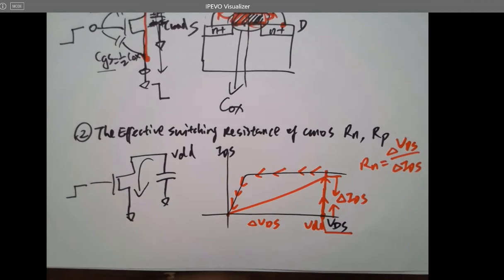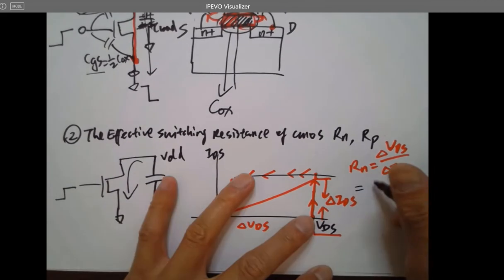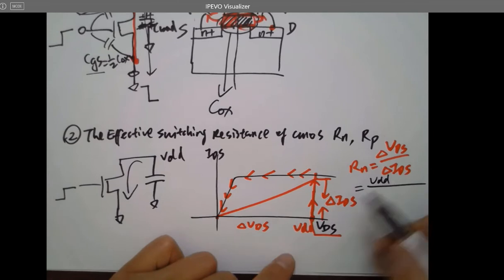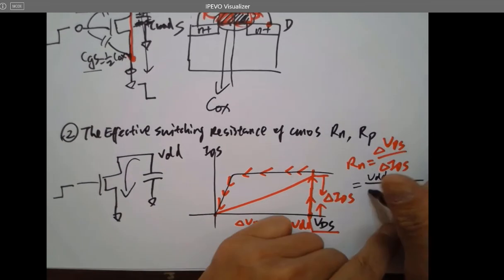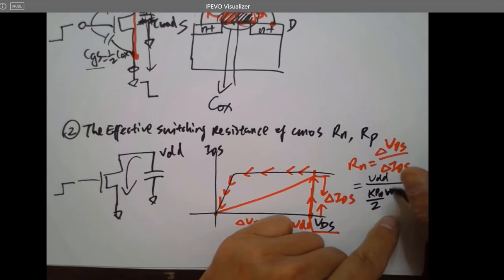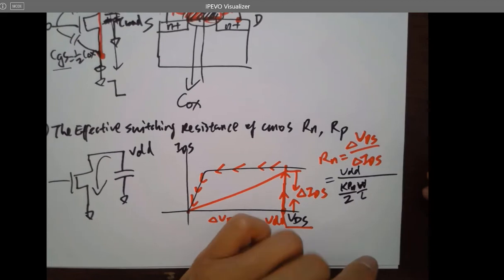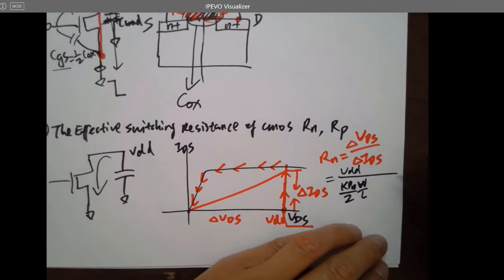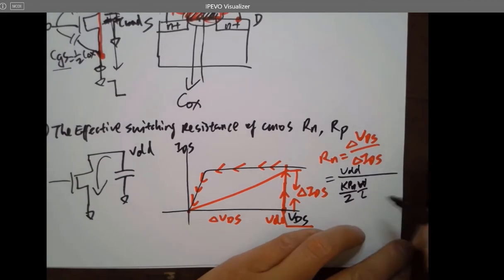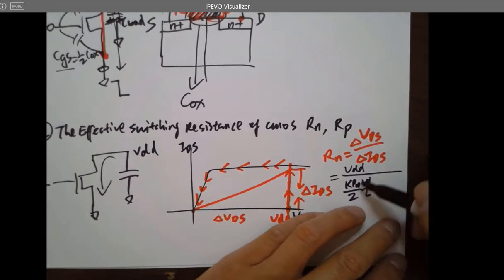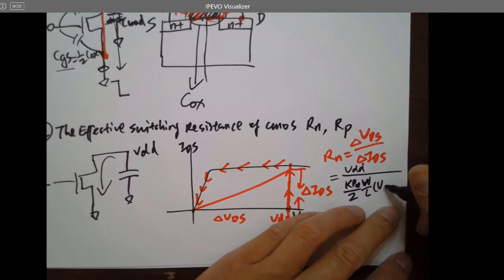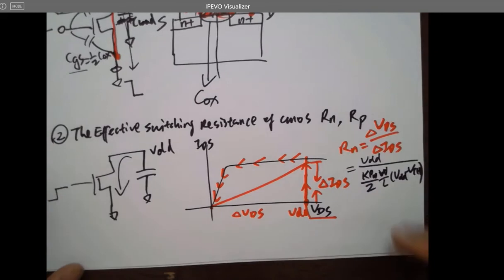So what is delta VDS? Which is exactly VDD. The delta IDS will be the maximum current over here. We can directly use the square law equation, which we covered in logic and also in some other classes. You don't have to remember this in this class. We're just going to show you how we calculate the Rn. So use this one, and then VDD, which is the gate voltage, minus VTH, and you can get Rn.